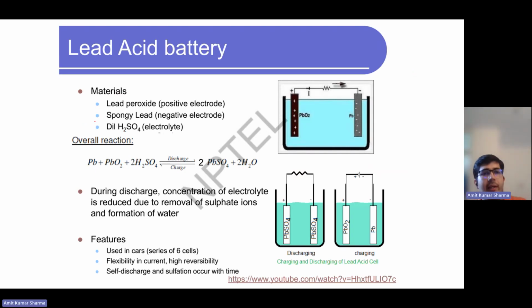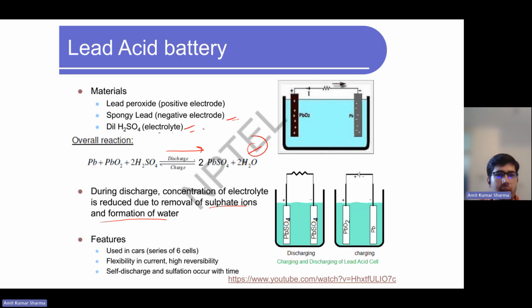You can see the materials: lead peroxide is the positive electrode, spongy lead is the negative electrode, and diluted H2SO4 is the electrolyte. Okay, and the overall reaction is Pb plus PbO2 plus 2H2SO4, and during the discharge it will convert into 2PbSO4 plus 2H2O, and during the charge it will again become Pb plus PbO2 and 2H2SO4. So during discharge the concentration of the electrolyte is reduced due to removal of sulfate ions and formation of water. So you can see the water is forming and the sulfate ions are removed during discharge.